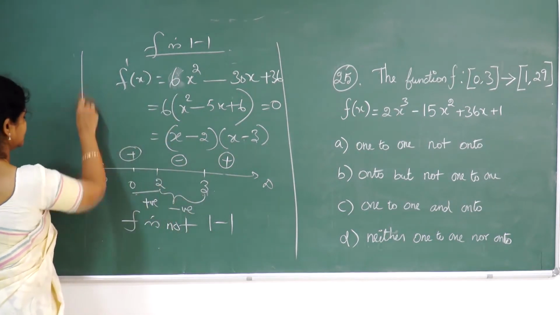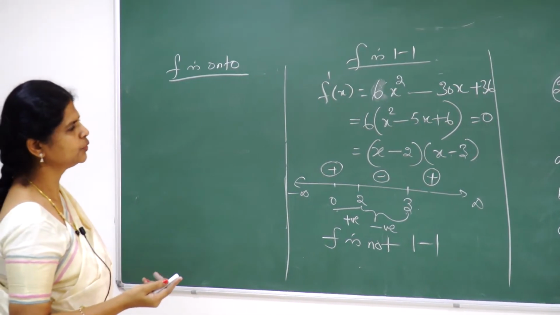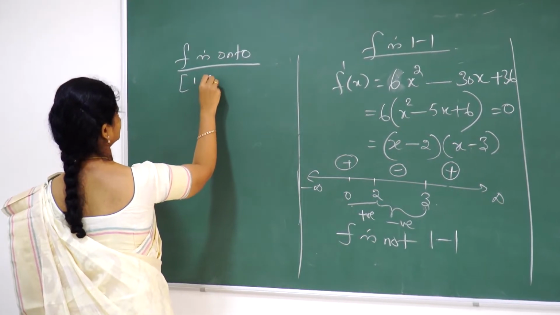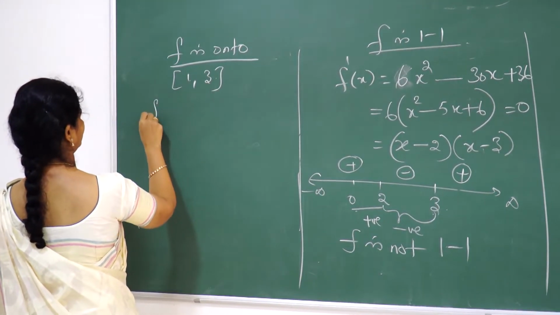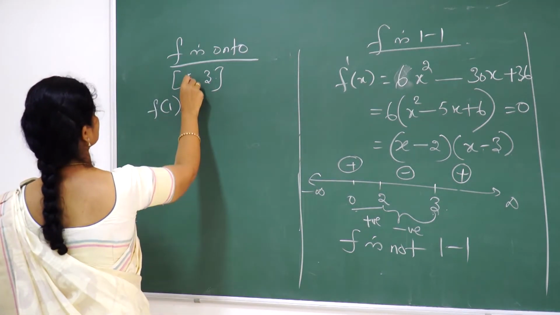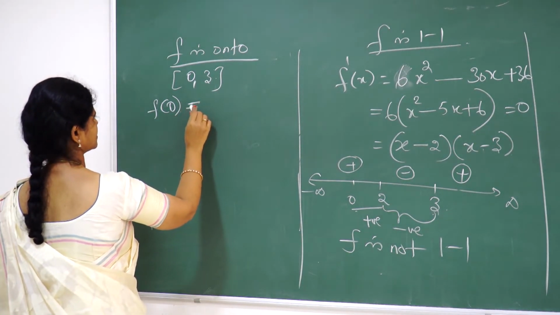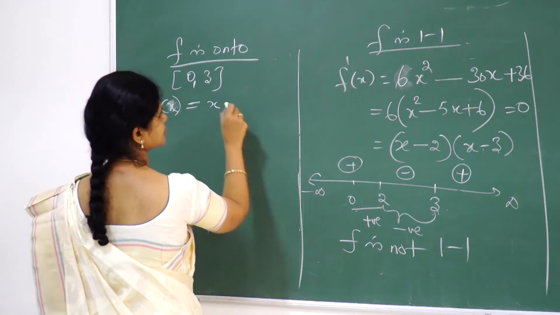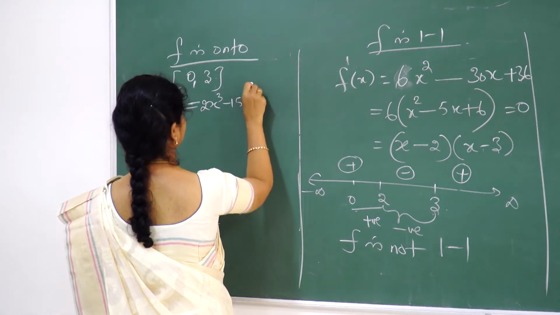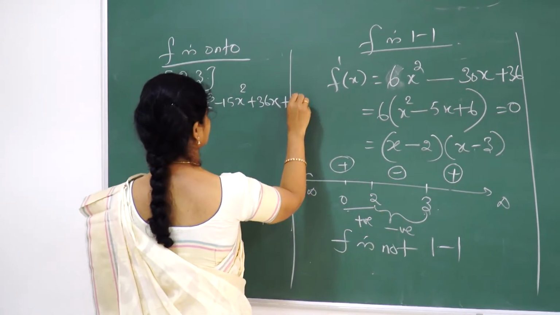Next we prove the second part, that f is onto. So now consider the domain values. f is from 0 to 3. Okay, first you start with f of 0. So for f of 0, substitute into f of x, first you write the f of x term: 2x cube minus 15x square plus 36x plus 1. Okay, so this is the function.